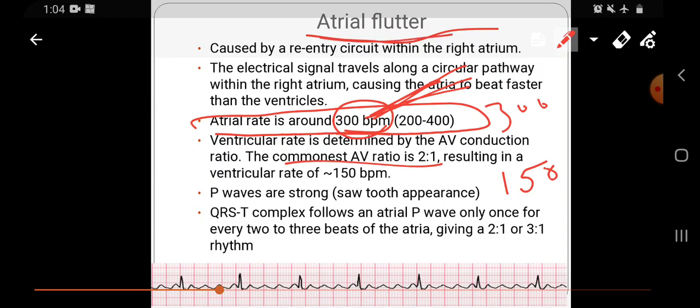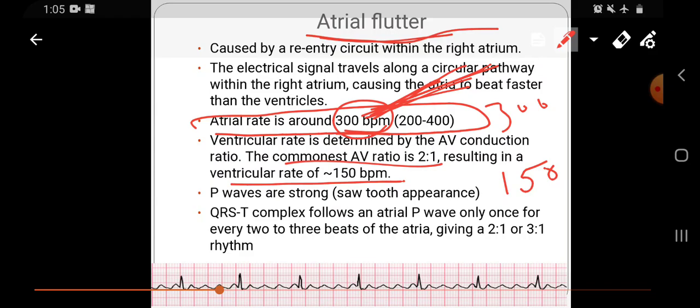So again, the cause of atrial flutter is the phenomenon of re-entry, which is the same phenomenon that caused atrial fibrillation, but the difference here is that it is the same signal, going over and over again, so it stimulates the atria at a very high rate, usually around 300. The ventricles are stimulated at a lower rate because not all of these signals can pass into the ventricles. The ventricular rate is around 150. So what are we going to see on the ECG?